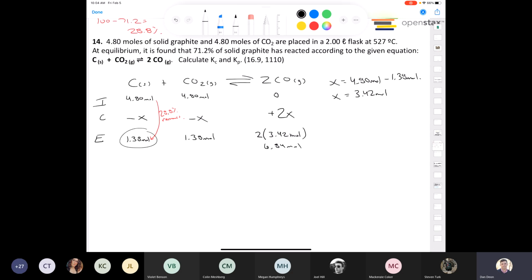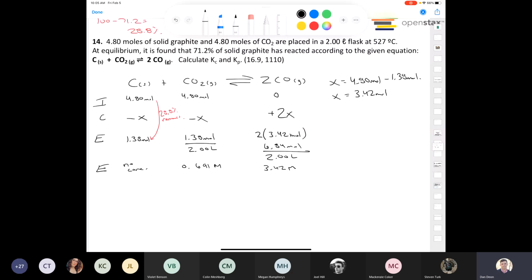So let's calculate the concentration of everything at equilibrium. We don't have to worry about the concentration of the solid, so I'll just skip that because it's a solid. But this one, we have 1.38 moles divided by 2.00 liters, and we have 6.84 divided by 2.00. So if I take 1.38 divided by 2, I get 0.691 molar of CO2, and I end up with 3.42 molar of my carbon monoxide. So this is at equilibrium. There's no concentration for a solid, but there you go.